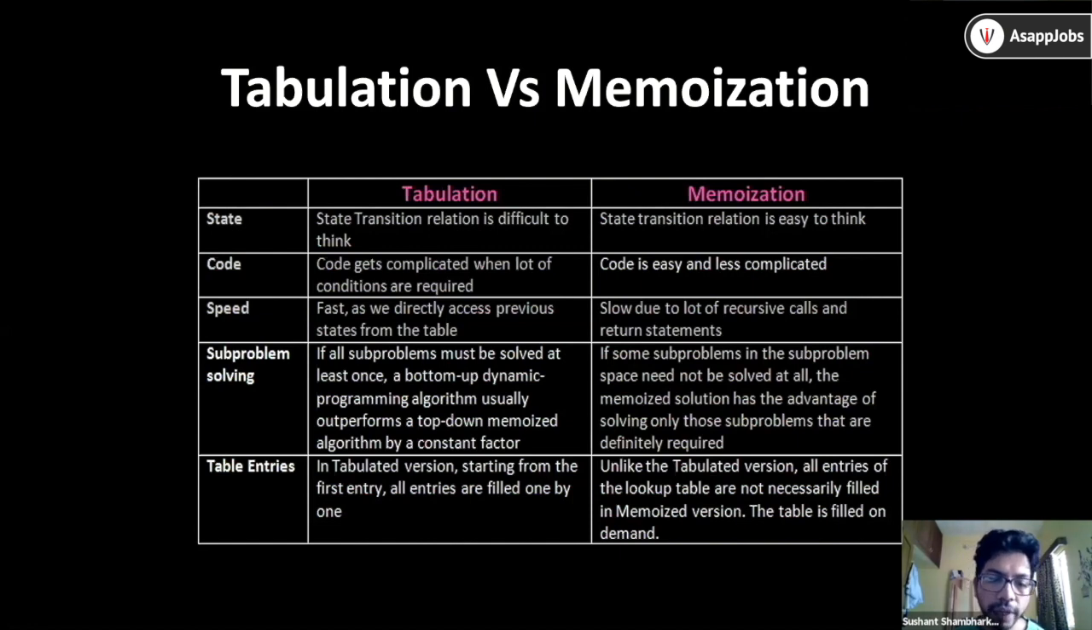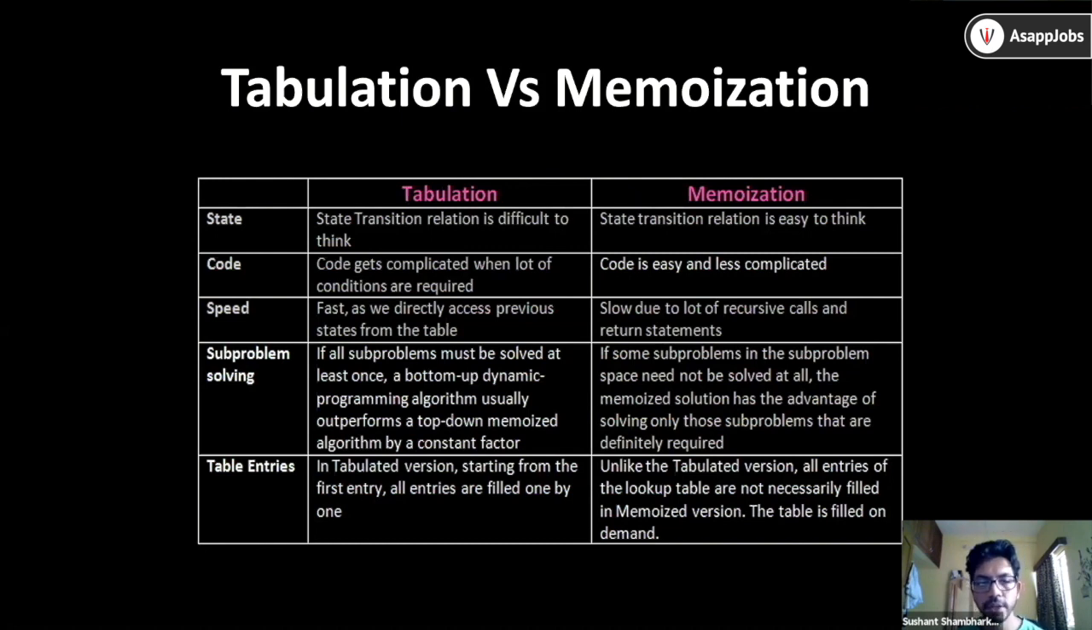Then for 49, you have to calculate 48 and 47. For 48, you have to calculate 47 and 46. So these become your states. Each node in the tree becomes a state. How the state transition looks like is harder to think of in the tabulation method, while it's very easy in memoization, because it's basically what the problem is saying.